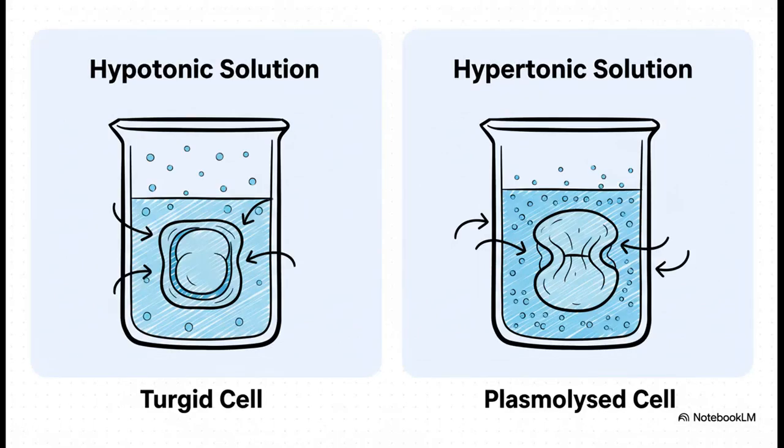Another huge topic is tonicity. You are almost guaranteed to see a diagram of a plant cell in some kind of solution. So in a hypotonic or dilute solution, water rushes into the cell. That process is called endosmosis, and it makes the cells swell up and become turgid. But if you put it in a hypertonic or concentrated solution, water rushes out of the cell. That's exosmosis, and it makes the inside of the cell shrink away from the wall. We call that being plasmolyzed. You have got to know those terms.